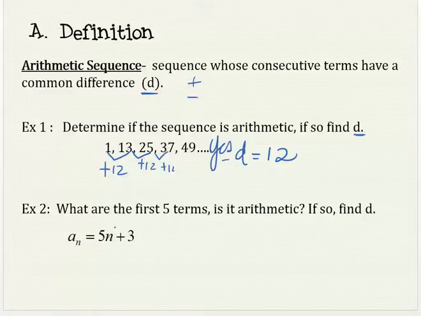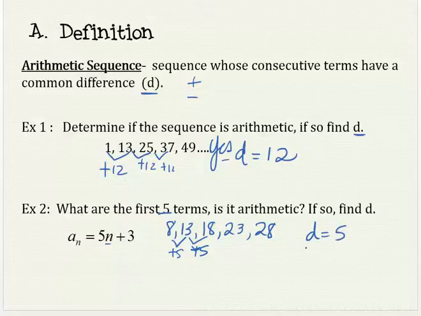Okay. Number 2, what are the first 5 terms, and is it arithmetic? So to find the first 5 terms, I plug in 1, 2, 3, 4, 5. So if I plug in a 1 for n, 1 times 5 is 5, 5 plus 3 is 8. Put in a 2. 2 times 5 is 10, plus 3 is 13. 3 times 5 is 15, plus 3 is 18. 4 times 5 is 20, plus 3 is 23. 5 times 5 is 25, plus 3 is 28. So there's my first 5 terms, and I notice I'm adding 5 each time. So D is 5. This is a yes, and D is 5.